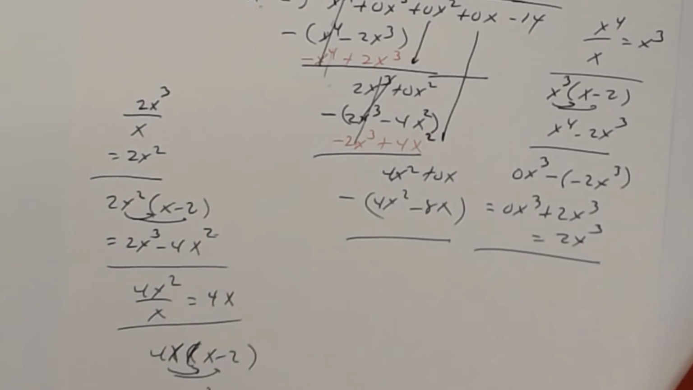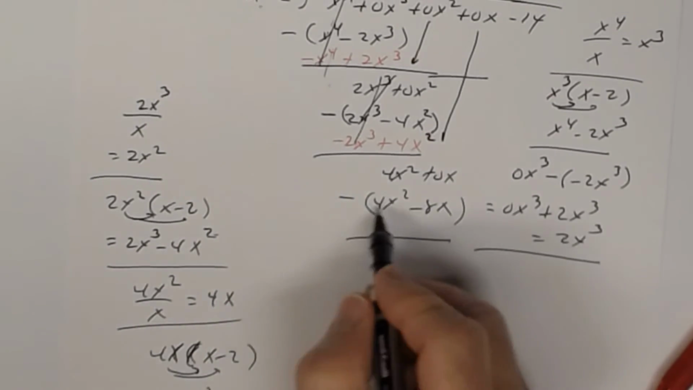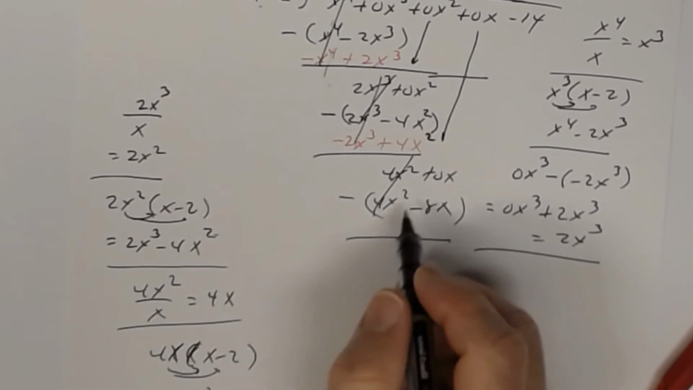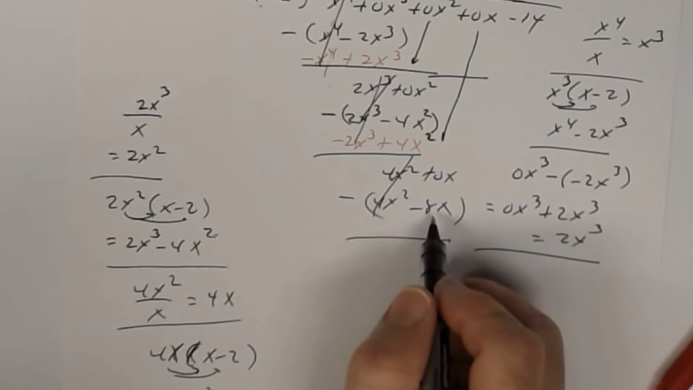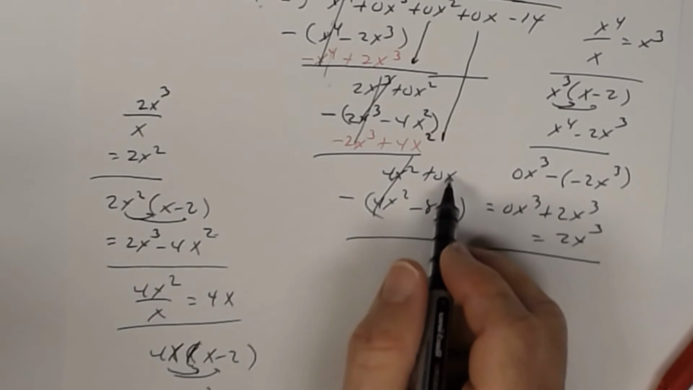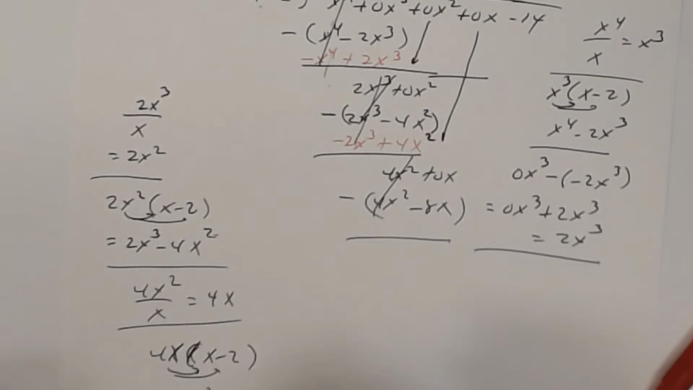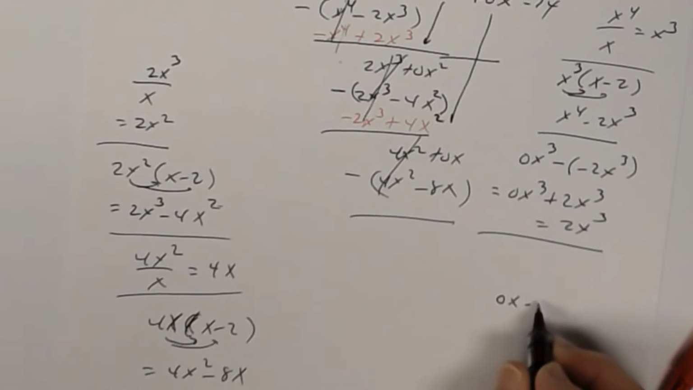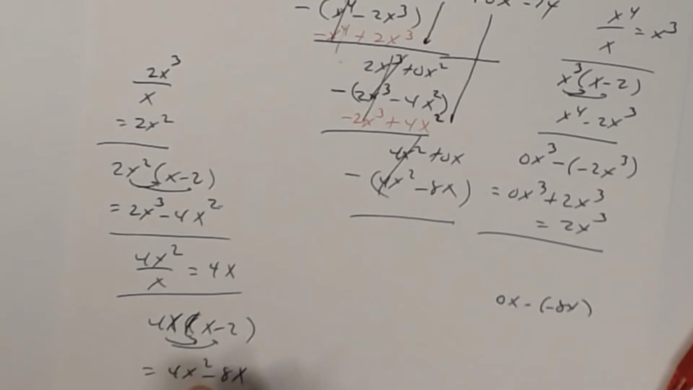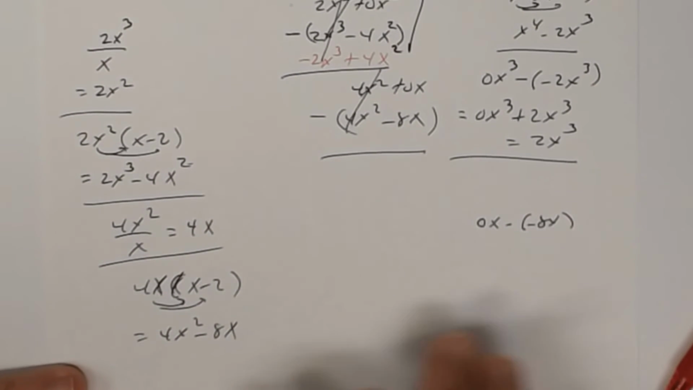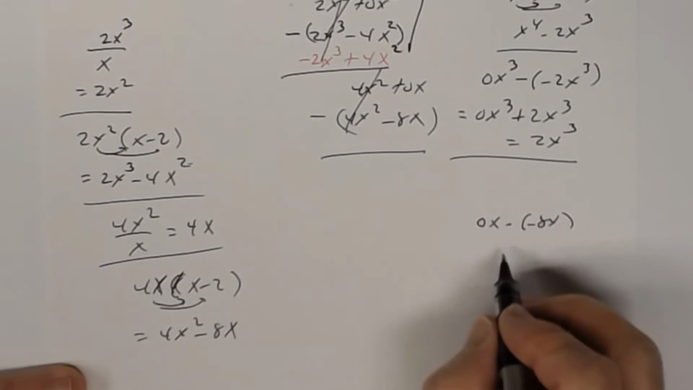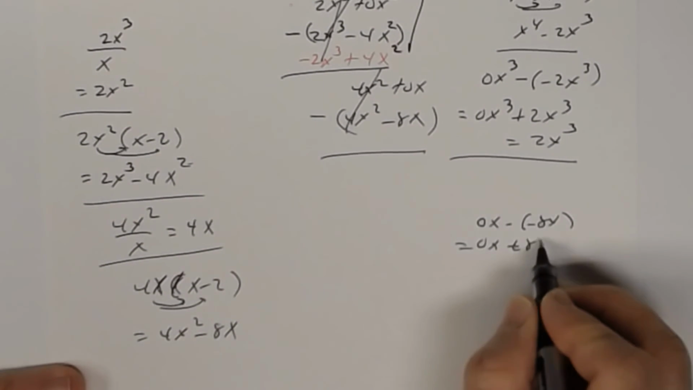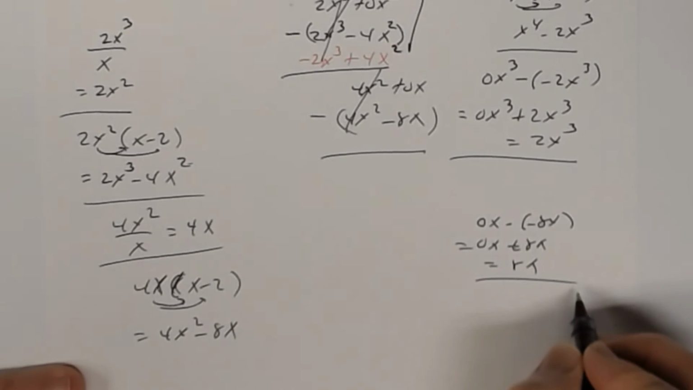Okay, so be careful when you subtract. So 4x squared minus 4x squared, that's 0. That's easily seen, but you can easily make a mistake here. So 0x subtract a negative 8x. Remember what you're saying is this. You're saying 0x subtract a negative 8x, right? Well, remember 0x subtract a negative 8x means 0x plus 8x, which is 8x.